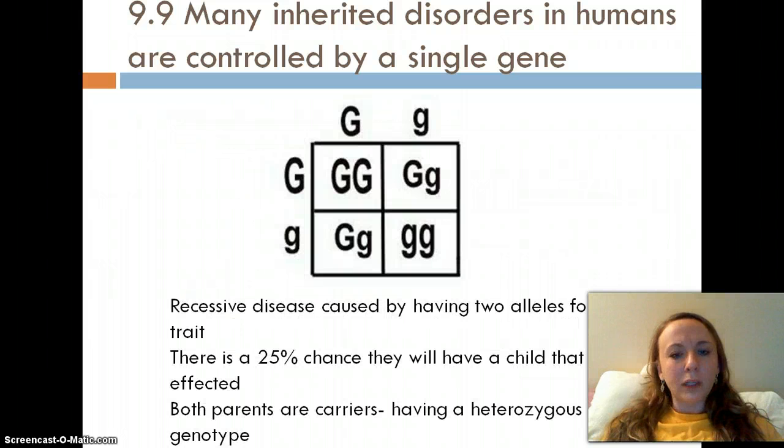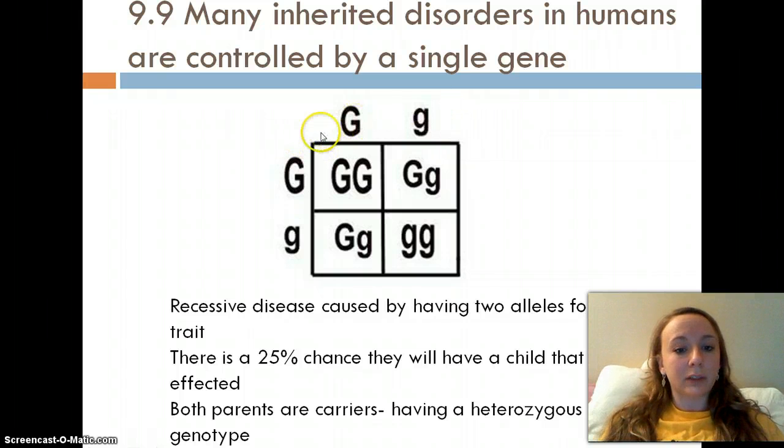So here's an example using the letter G. The recessive disease is caused by having the 2 recessive alleles. So there's only a 25% chance that these 2 carriers, these 2 heterozygous parents, will have an affected child.